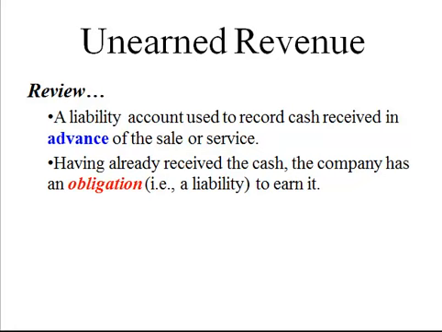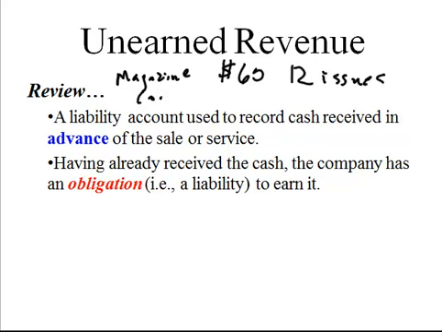Consider, for example, a magazine company that receives $60 for 12 issues of the magazine. At the time the cash is received, cash is debited, and the unearned revenue liability is credited.